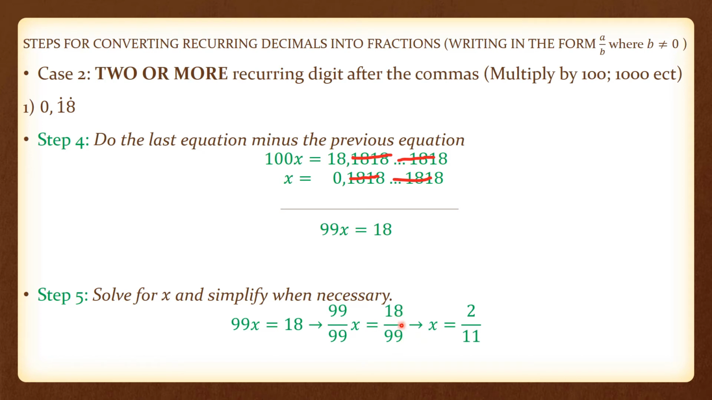And then we simplify 18 over 99. We can simplify by 9. 18 divided by 9 is 2. 99 divided by 9 is 11.